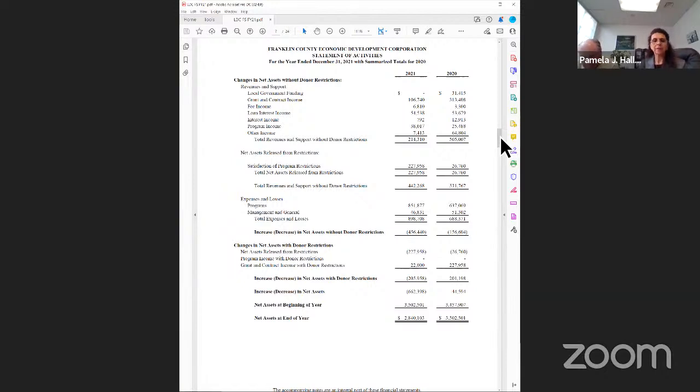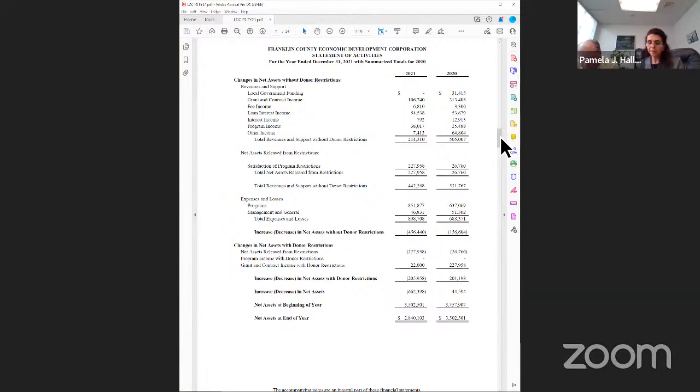Our bank interest income was $792, so that's down about 12,000 from the year before. Program income came to about 38,000. That was up about 12,000 as well. And we had other income of 7,000, and that's a little bit of this and a little bit of that. Last year there was 65,000 in there. So this gives us our total revenues and support of 442,000, because we released what had donor restrictions from the prior year. And those were those county occupancy tax funds. So we do release those.